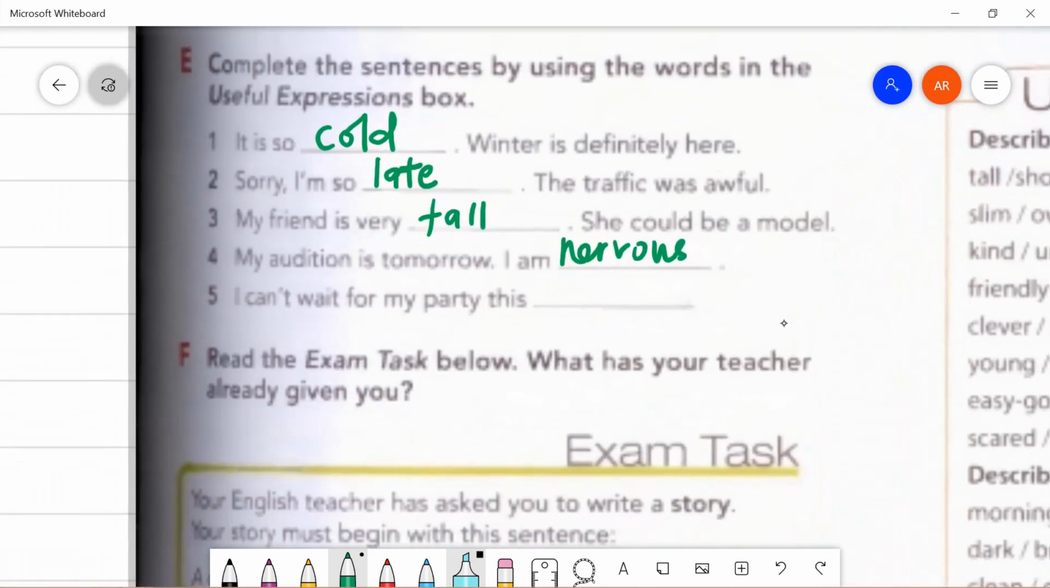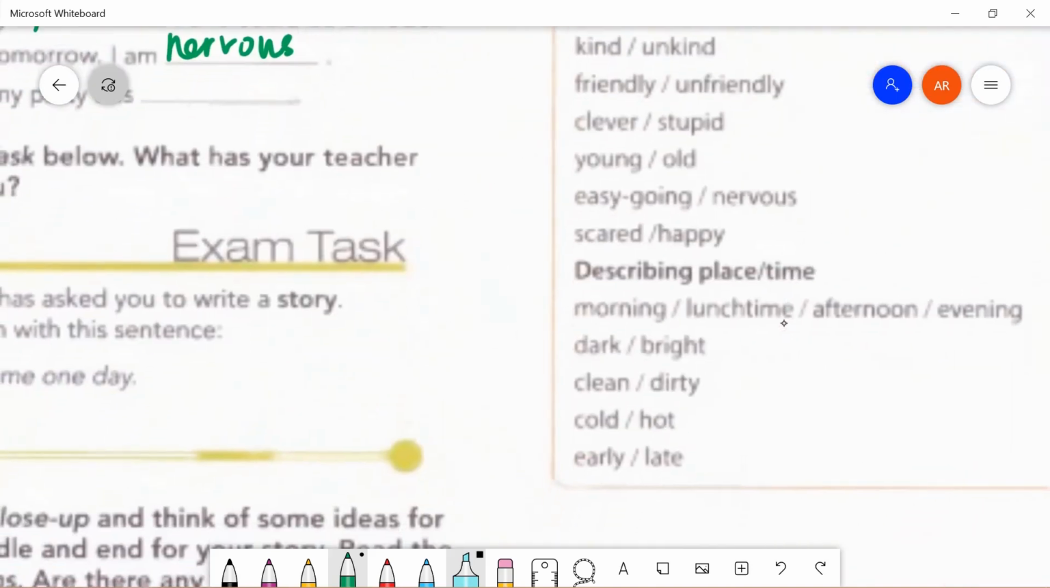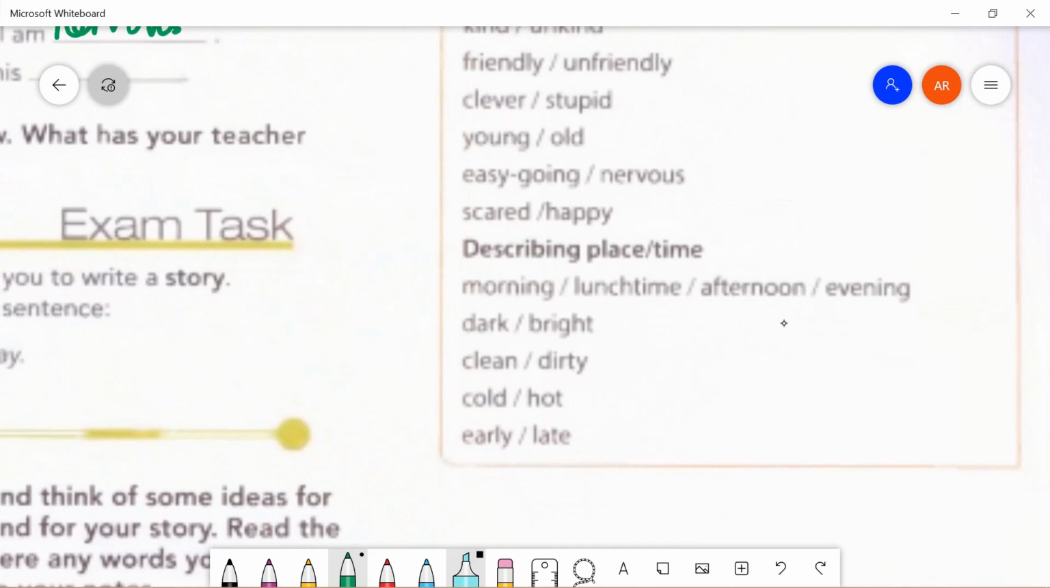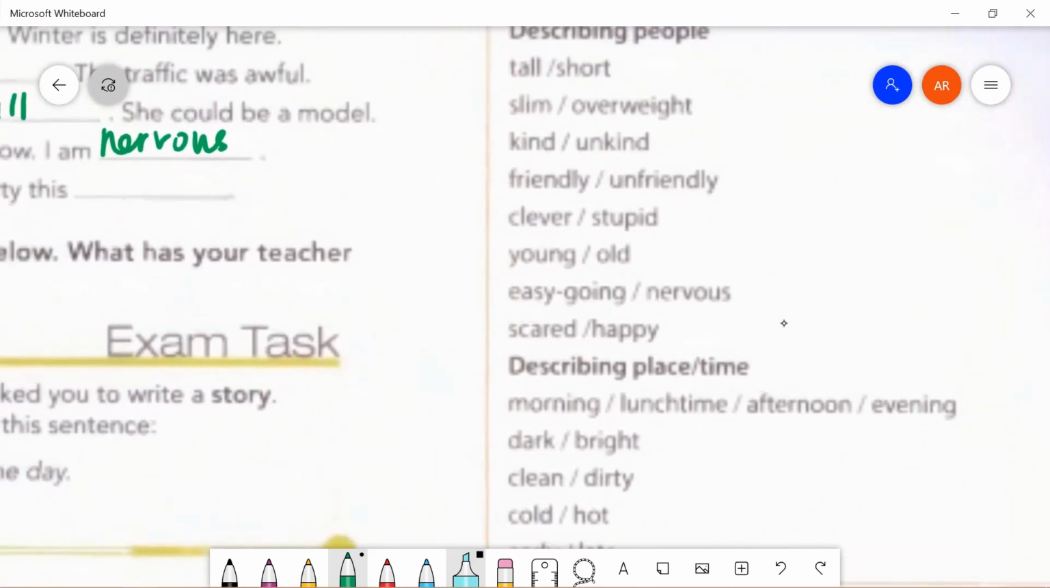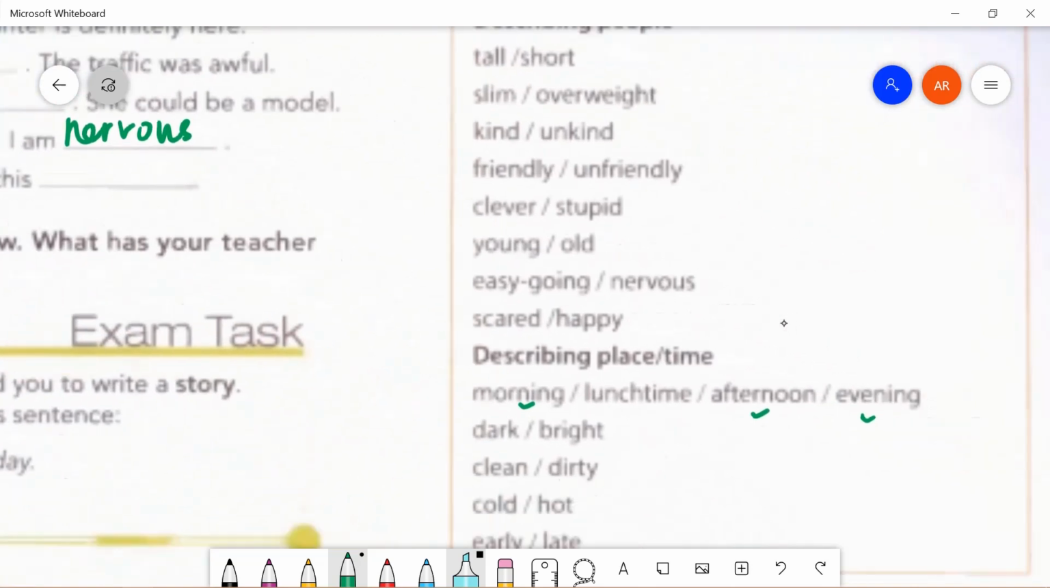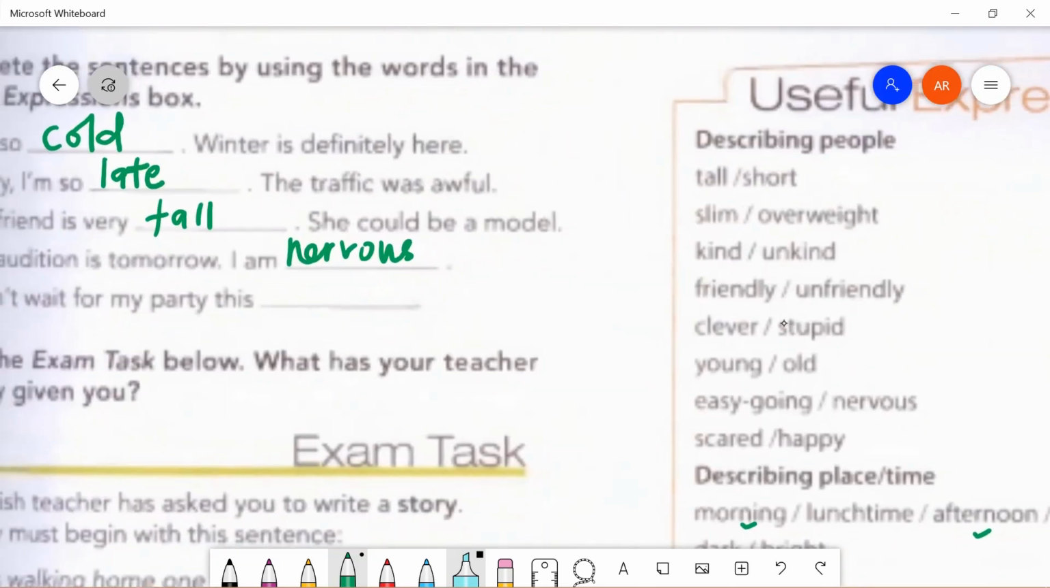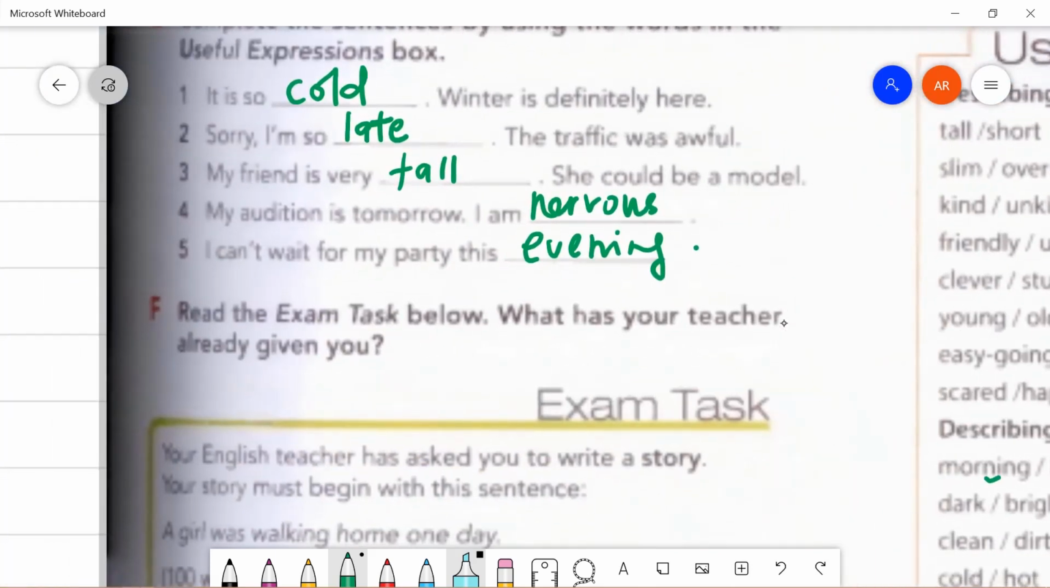Number five, I can't wait for my party this what? This morning. It's probably talking about time. Morning, lunchtime, afternoon, evening. What could be the answer? I can't wait for my party this afternoon. This one could be it too, or evening, or this morning also, right? So let's just choose one. I'll choose evening. I can't wait for my party this evening. All right, so there it is. We got our answer.